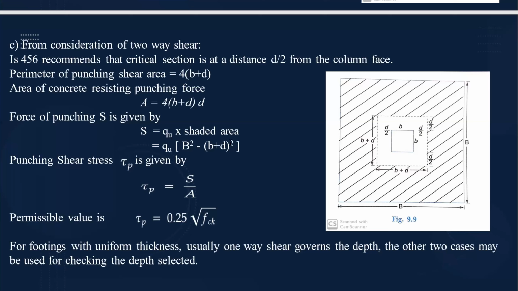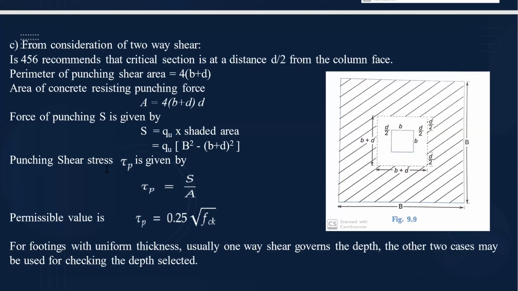QU is the soil reaction, obviously, into this shaded area, which is at a distance of d by 2 from the face of the column. So this is coming out to be QU into B square minus B plus D whole square. When you calculate the shaded area, this comes out to be B square minus B plus D whole square, that is, the total area of this footing minus the total area of this dotted square.